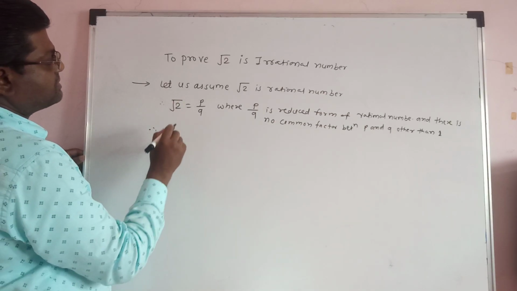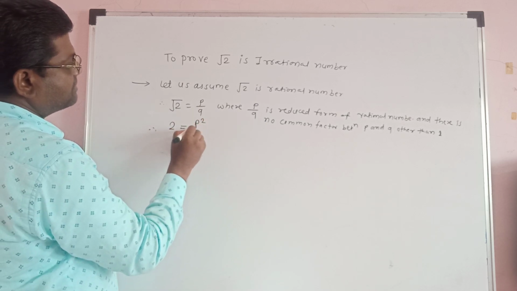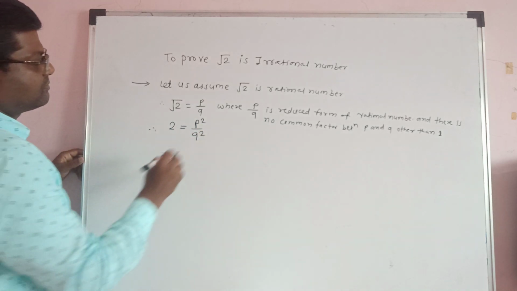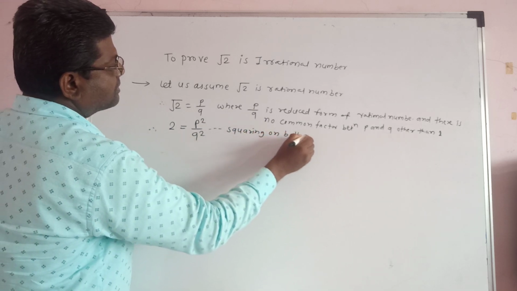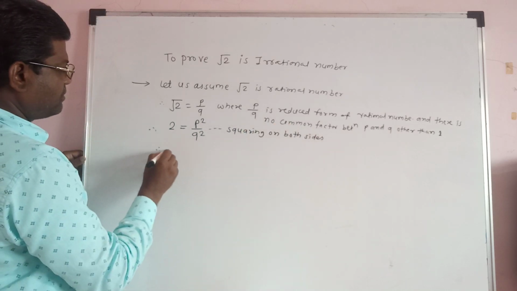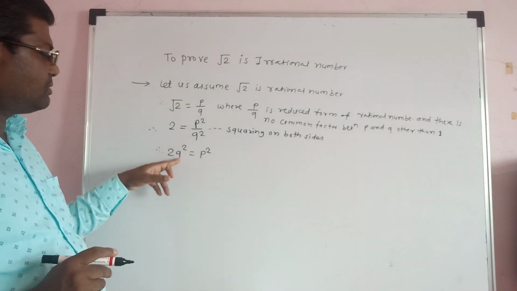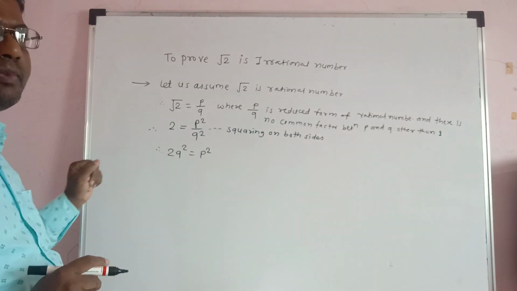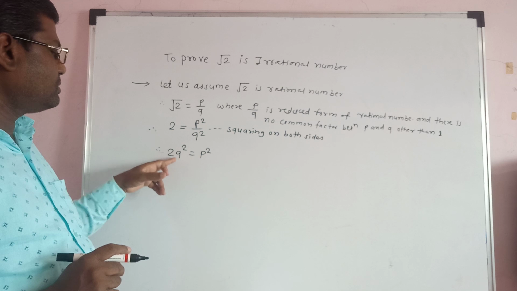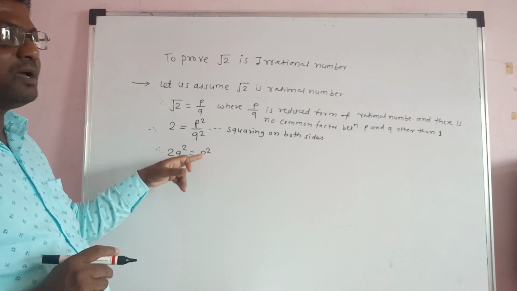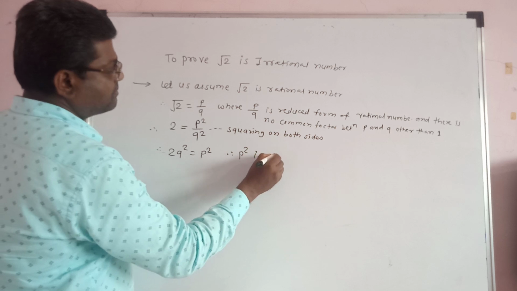Now square this equation on both sides. Root 2 square is 2. p upon q square is p square upon q square. Squaring on both sides, therefore, we get 2q square is equal to p square. Here, q square is multiplied by 2. If we multiply any number by 2, then that number becomes even. Therefore, 2q square is even. Therefore, p square is also even. Therefore, p square is an even number.